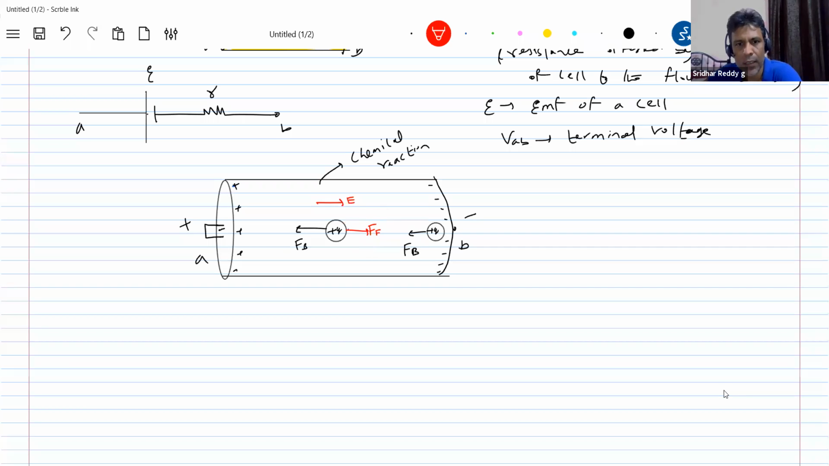What is Fe? Initially, the moment you construct a cell, what happens? A chemical reaction occurs. Due to the chemical reaction, energy is available. Due to that energy, what happens? The battery will exert a force on the charge. The charge will be shifted from the negative to the positive terminal. Because of accumulation of positive charge here, this end will be positive. Because of accumulation of negative charge, this end will be negative.